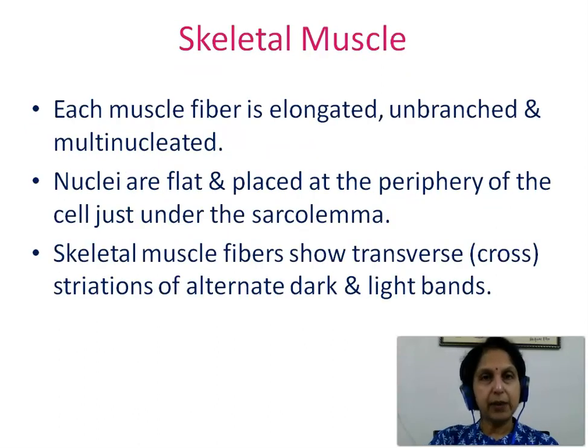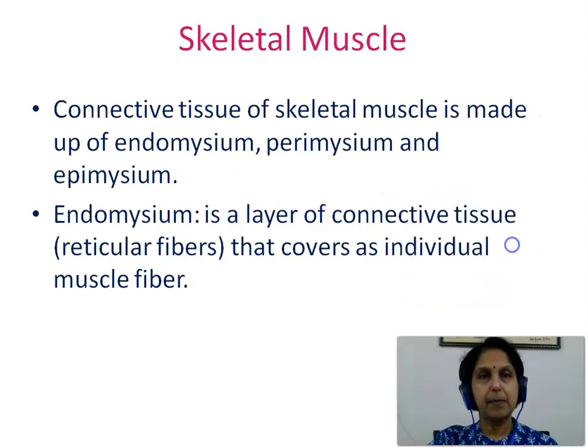Each muscle fiber here is elongated, unbranched, and multinucleated. The nuclei are flat and placed at the periphery of the cell, just under the sarcolemma. The skeletal muscle fibers show transverse or cross striations, having alternate dark and light bands.